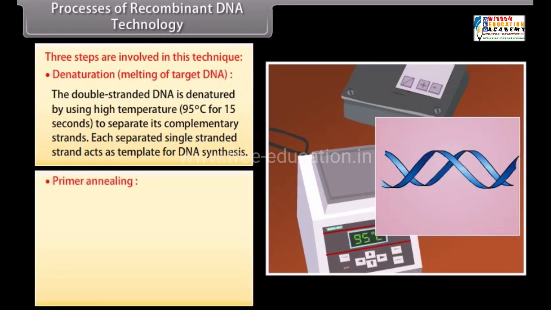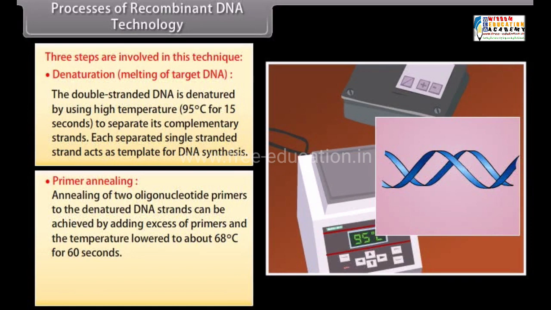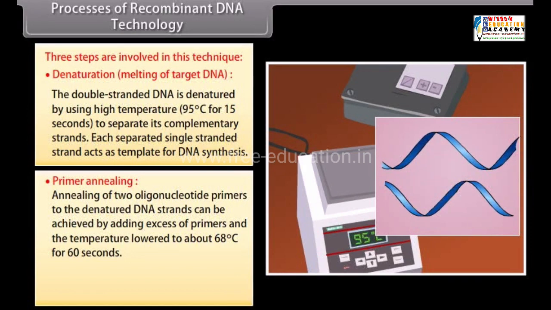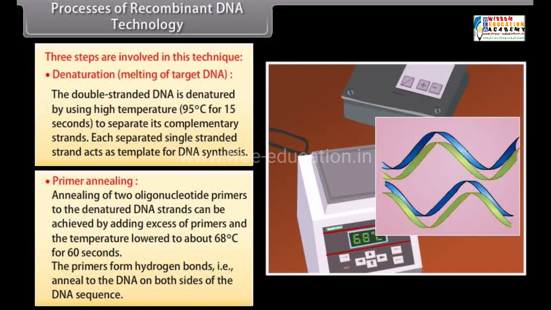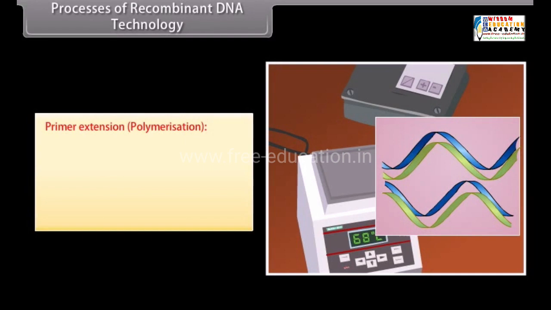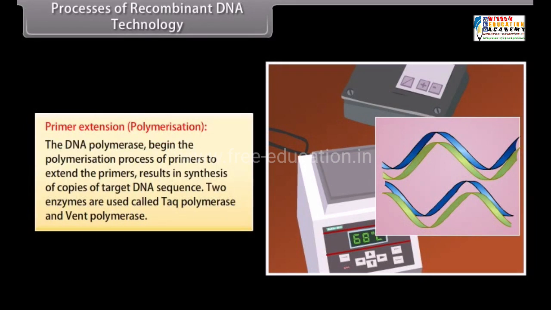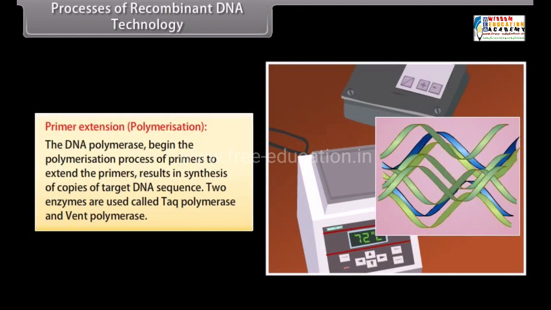Primer annealing. Annealing of 2 oligonucleotide primers to the denatured DNA strands can be achieved by adding excess of primers and the temperature lowered to about 68 degrees Celsius for 60 seconds. The primers form hydrogen bonds, that is, they are annealed to the DNA on both sides of the DNA sequence. Primer extension, polymerization. The DNA polymerase begins the polymerization process of primers to extend the primers, which results in synthesis of copies of target DNA sequence. Two enzymes are used called Taq polymerase and Vent polymerase.